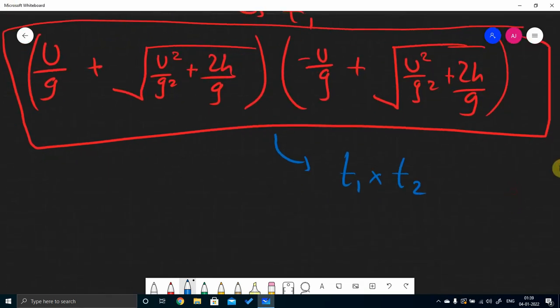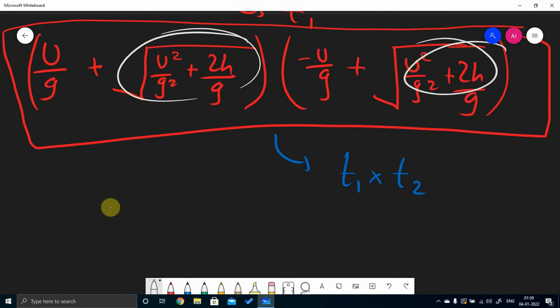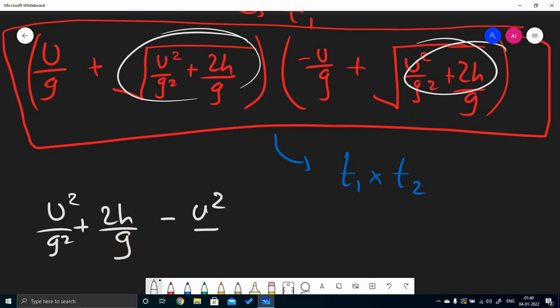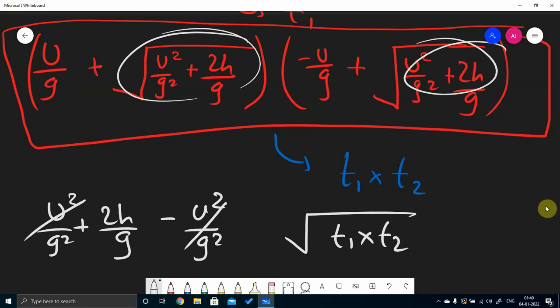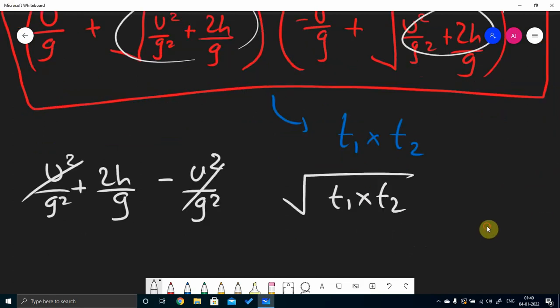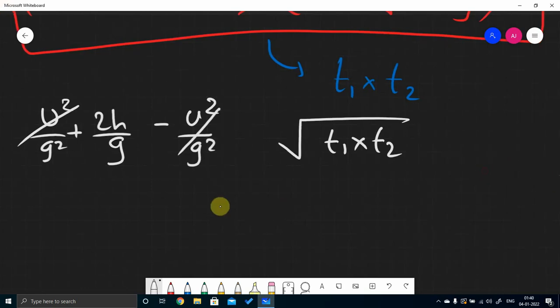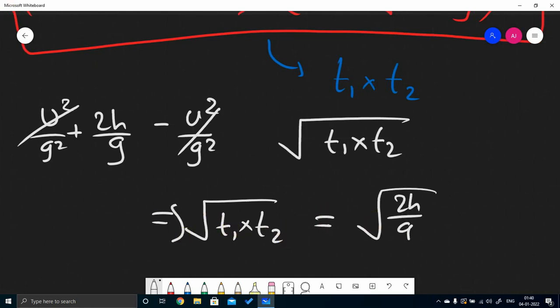So now we're just going to go ahead and multiply. On multiplying, this is basically a plus b into a minus b, which is going to be a square minus b square. So it will be u square by g square plus 2h by g minus u square by g square. These two will cancel out. So under root t1 into t2 is equal to under root 2h by g.